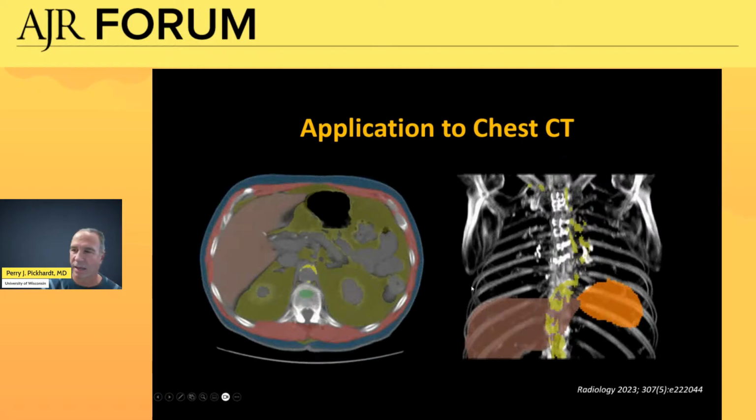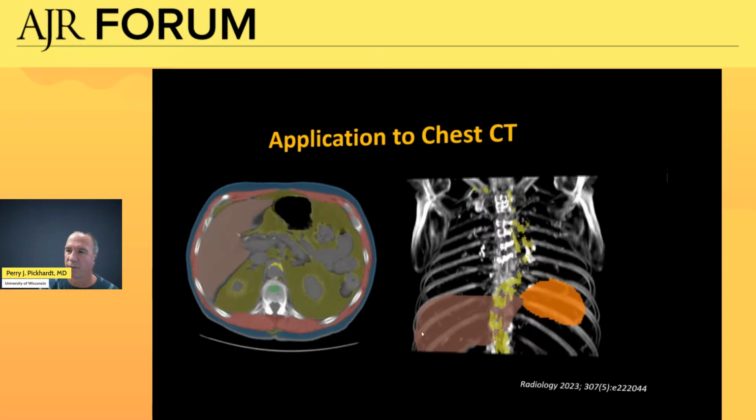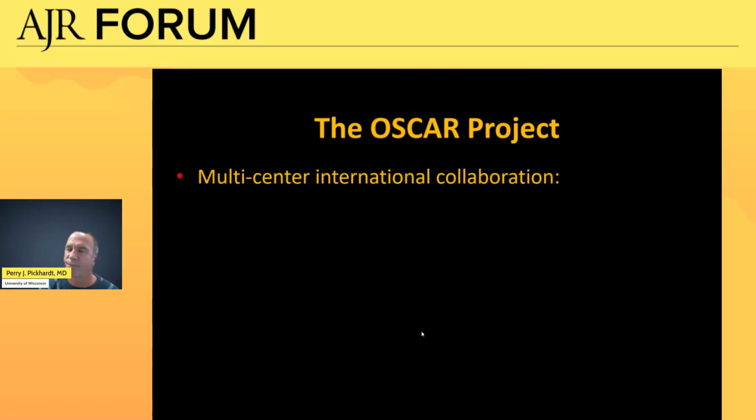Pretty much everything I've said that I've shown you in the abdomen, we can apply and are now applying to chest. We typically use non-contrast chest CT, which there's a lot of, so a lot of raw material there as well. A couple of final points.